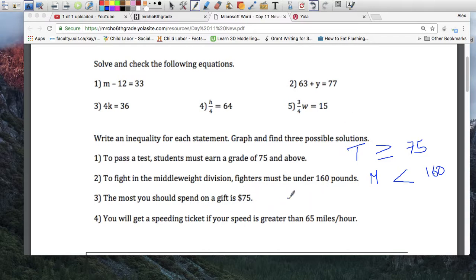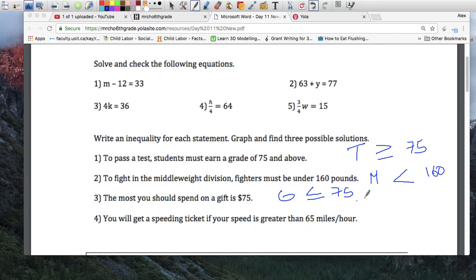The most you should spend on a gift is 75. Here's a G for gift. Here's 75. So the most, in this case, means your limit. You can't spend anything above that. So can it be equal to 75? Yes, it can. And it also has to be less than 75. Okay, 74, 73, 72. Any of those values will make this inequality true.